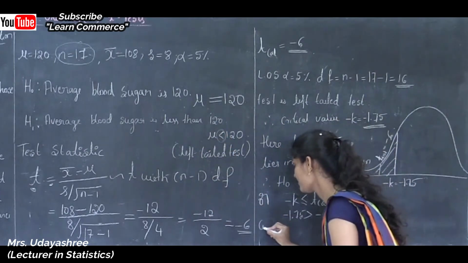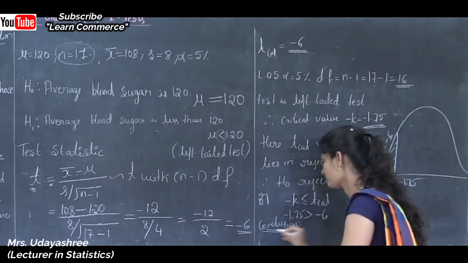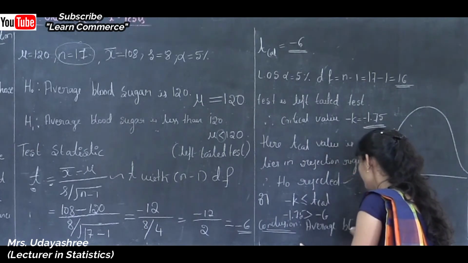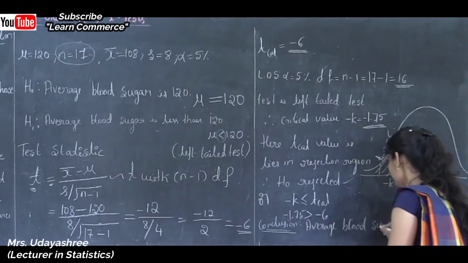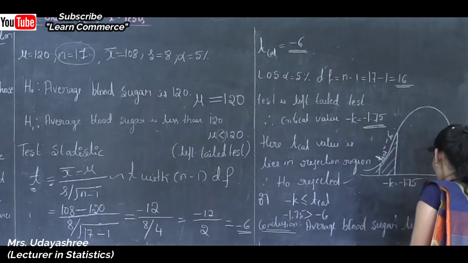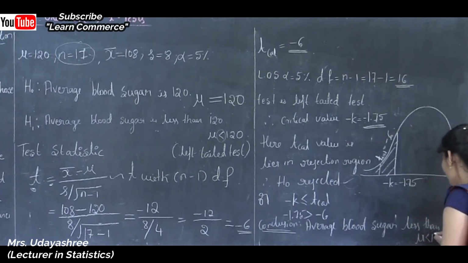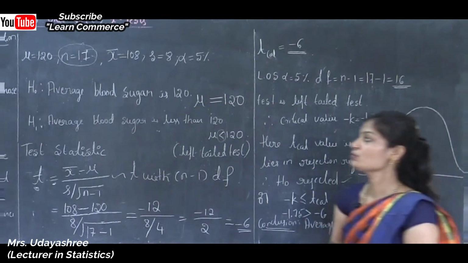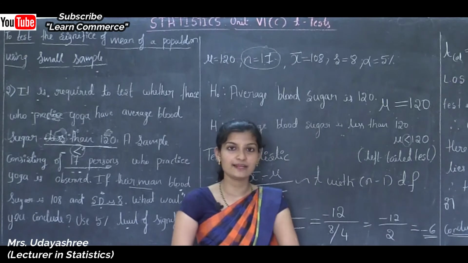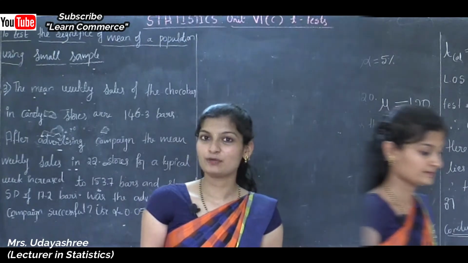Therefore, the conclusion: average blood sugar is less than 120, that is mu less than 120. Or we can say those who practice yoga have average blood sugar less than 120. That is mu less than 120. Okay, next problem number 3.